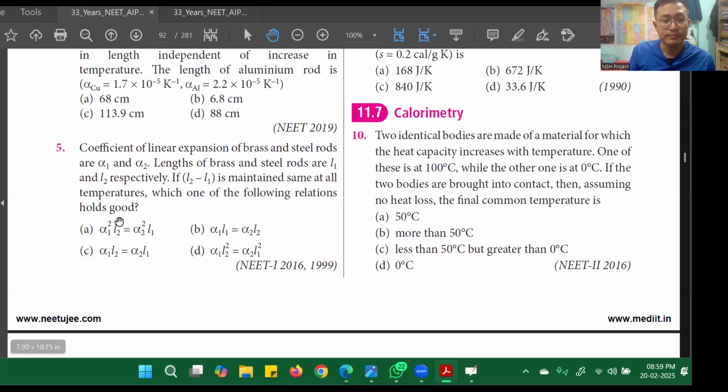Question number 5: The coefficients of linear expansion of brass and steel rods are this and this, and the lengths of brass and steel rods are this and this. If this is maintained the same at all temperatures, which one of the following relations holds good? Okay, fine.